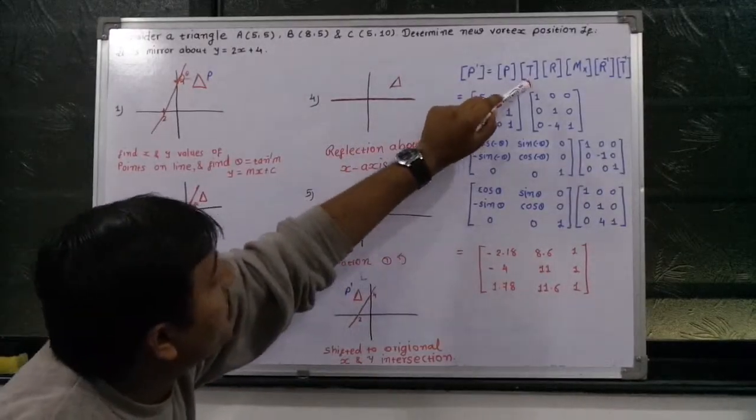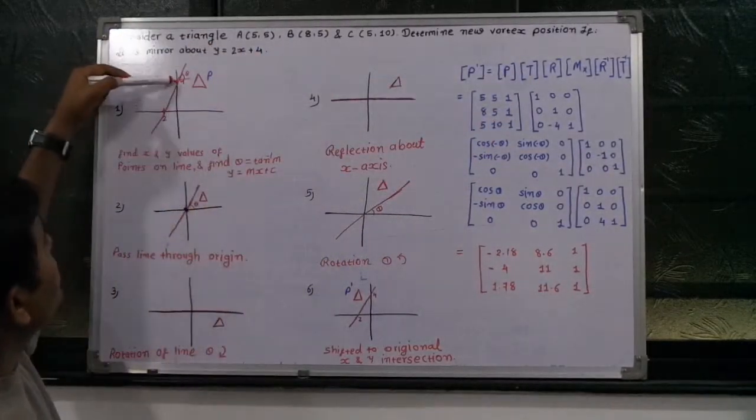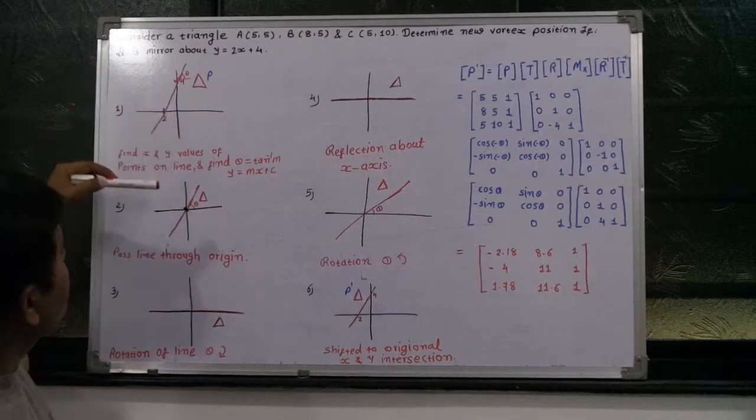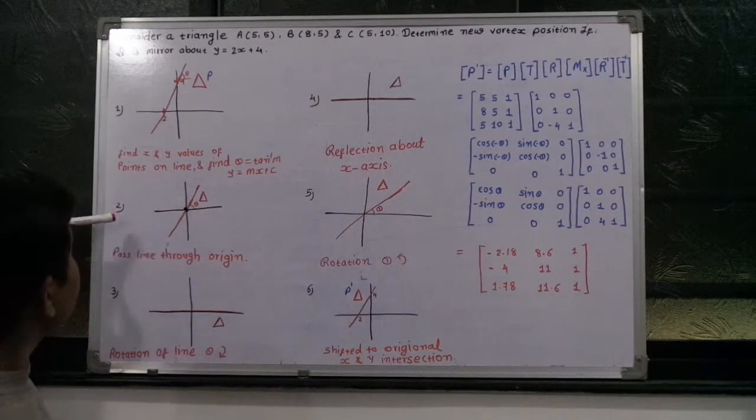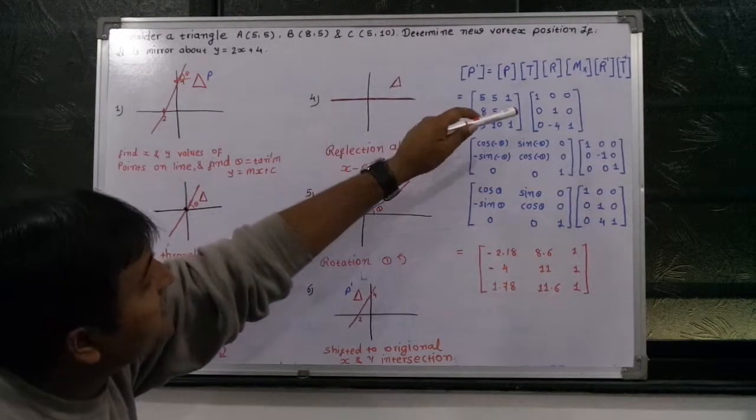Okay, now the T matrix. For the T matrix, first of all we need to take the minus 4 translation. So this is the second point, the T matrix.